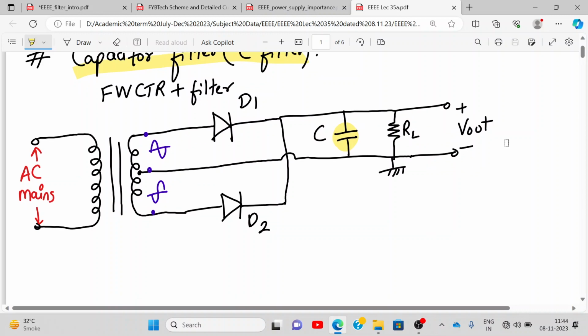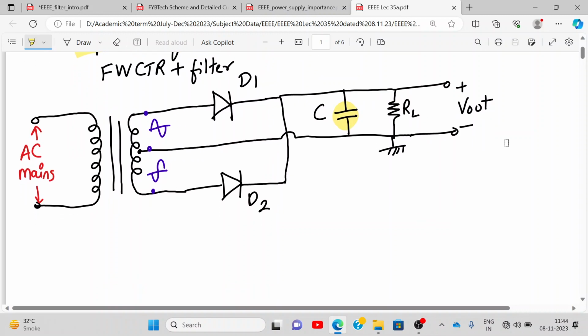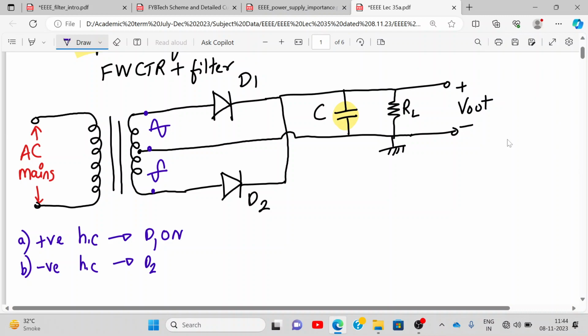Before doing that, let me just revise. During the positive half cycle, what happens? Just write it down, two sequences over here. During the positive half cycle, which diode is on? D1 is on, and D2 is off. And during the negative half cycle, D2 is on. This is clear, right?